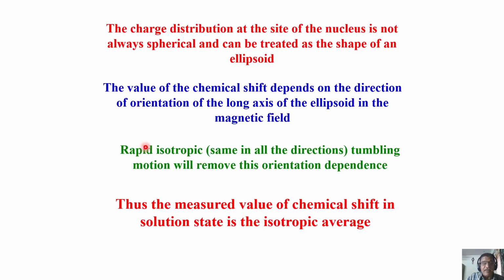So what does it mean? The rapid isotropic motion in solution averages out all this orientational dependence. The measured chemical shift value in the solution state is the isotropic average. You get only a single value. In principle, you would have got different values when you measure in different directions if the anisotropy were maintained, but in solution state, anisotropy is averaged out. So the chemical shift we measure is the isotropic average.